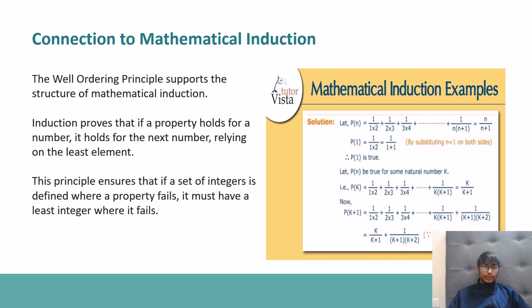Connection to mathematical induction. The well-ordering principle supports the structure of mathematical induction. Induction proves that if a property holds for a number, it holds for the next number, relying on the least element. This principle ensures that if a set of integers is defined where a property fails, it must have a least integer where it fails. Like P(n) = 1/3, 1/6, 1/12, and so on, where we substitute n by 1 and P(1) is true, as given in the example. Similarly, we can prove this for all the other elements.